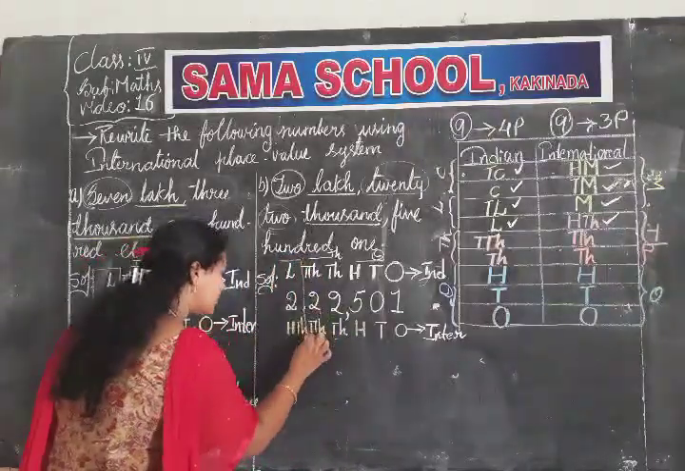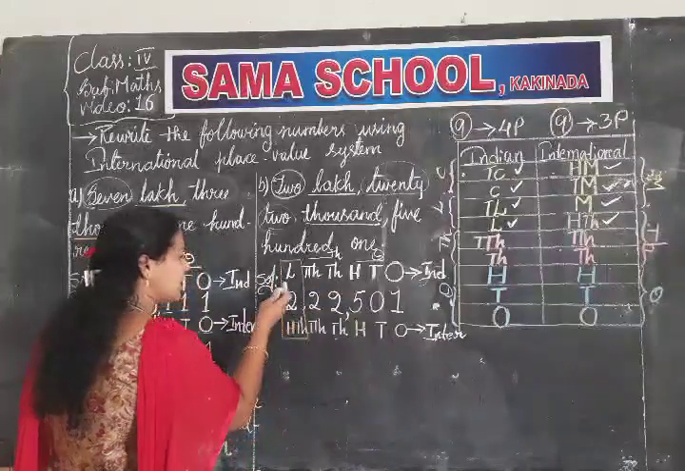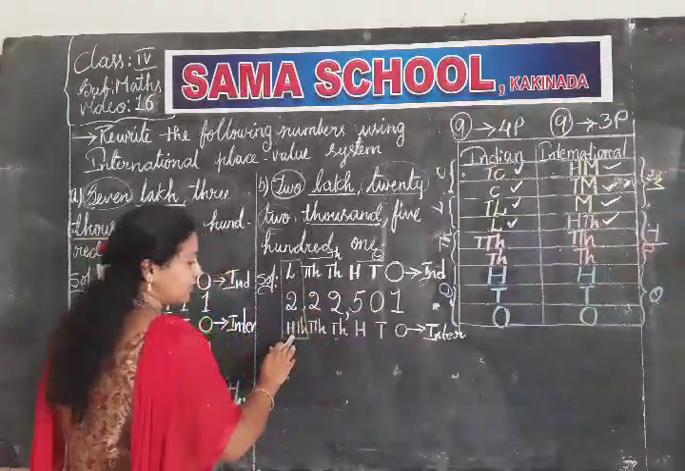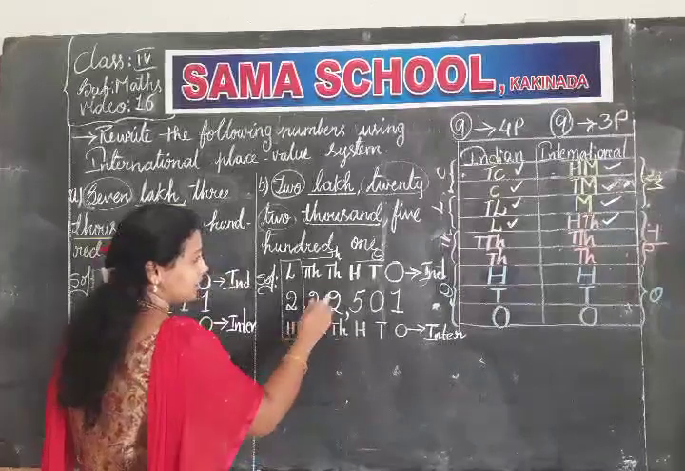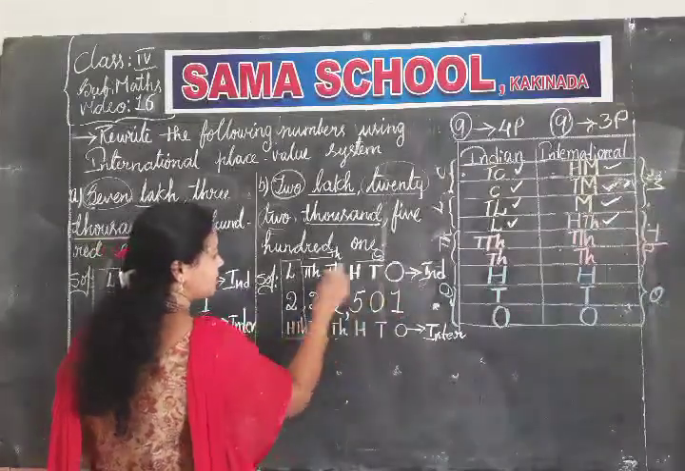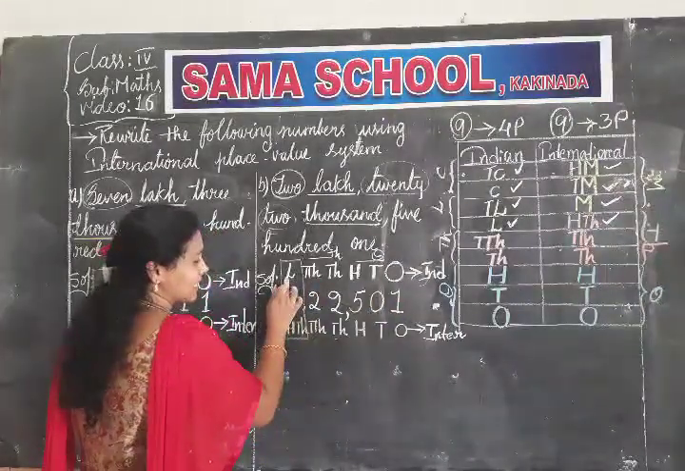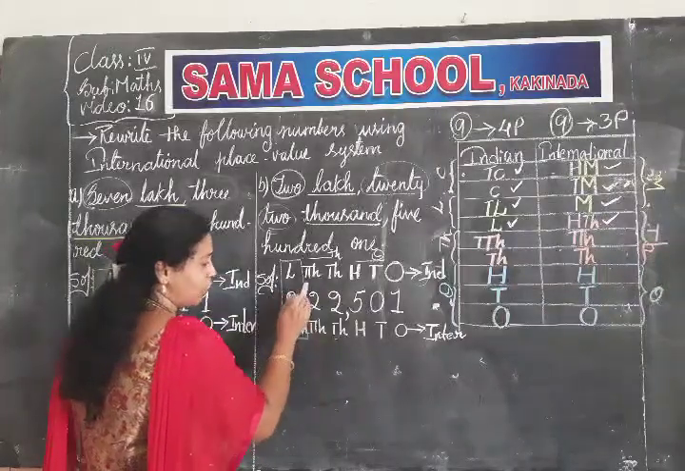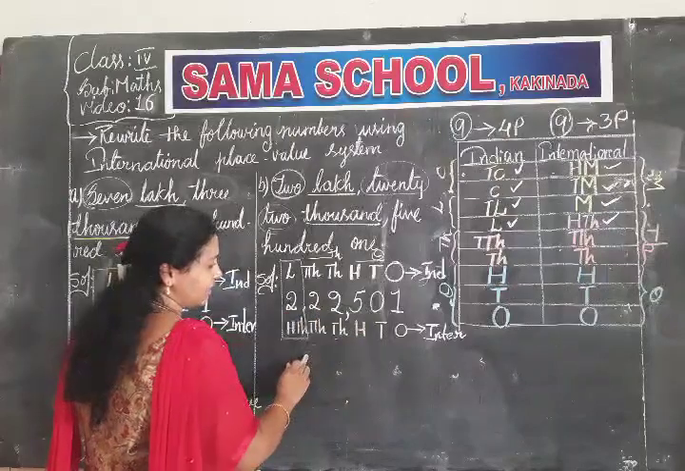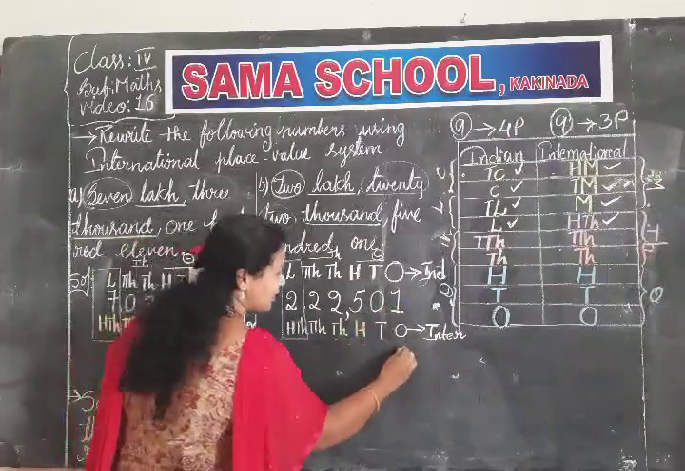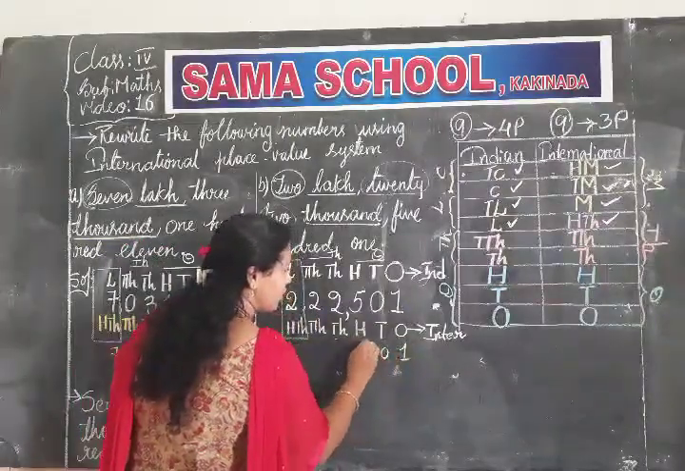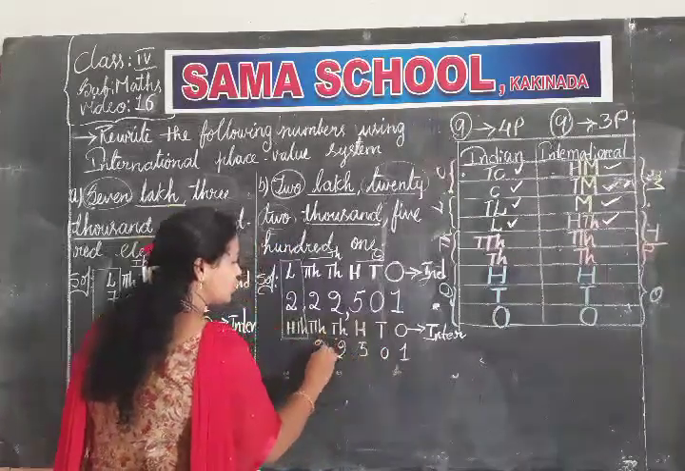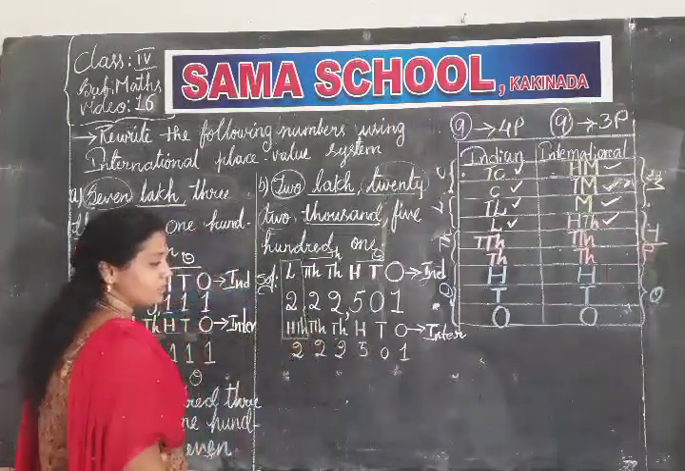Here, observe. There is a change. In the Indian system, 2 is in the lakhs place. In the international system, 2 is in the 100,000 place. So, how to read this number in the international system? Let us write the number again: 1, 0, 5, 2, 2, 2.